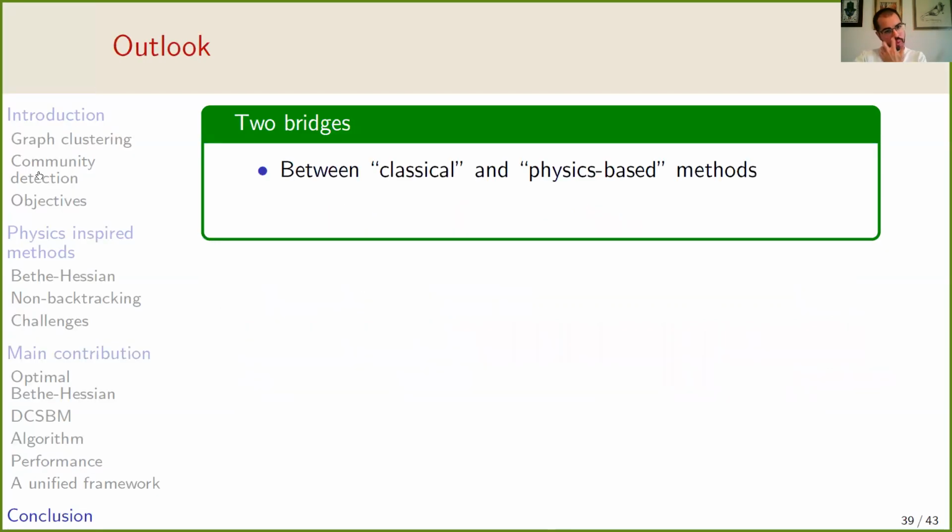To conclude, we draw two bridges, one between classical and physics-based methods. We had a series of algorithms which were based on very different intuitions with very different methods, some inspired by math, some inspired by random matrix theory, some by statistics, some by statistical physics. And what we showed was that in the end, we can provide a unified framework to interpret and understand all of these methods under a single perspective.